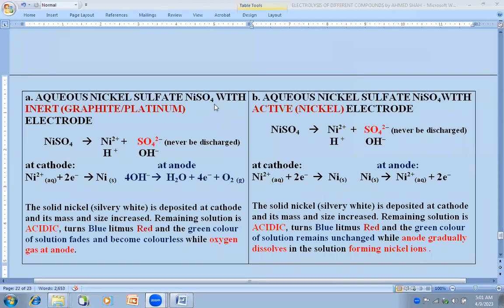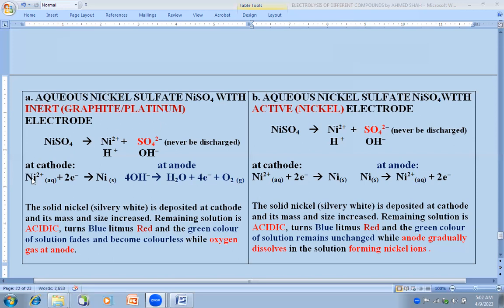Now, one more case for understanding the topic clearly. What happens when aqueous nickel sulfate is electrolyzed using an inert graphite or platinum electrode? Graphite is also known as the carbon electrode. The results are the same, but the color of the solution differs: copper sulfate solution is blue, nickel sulfate solution is green, and chromium sulfate solution is green also.